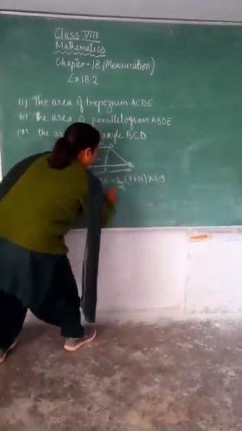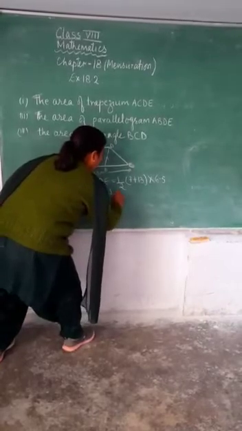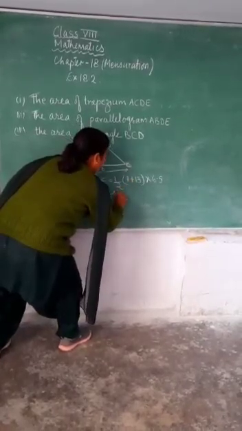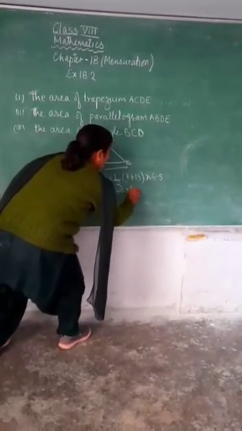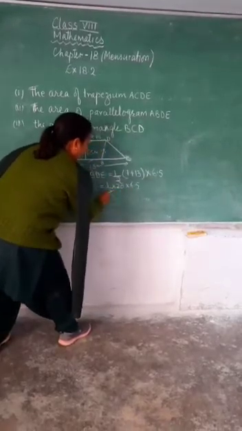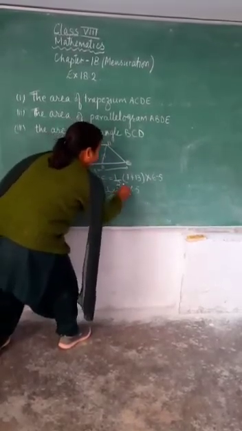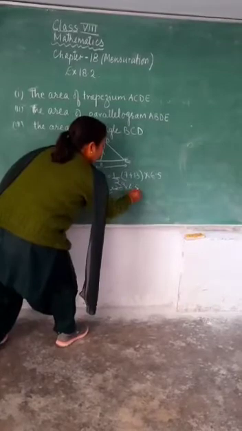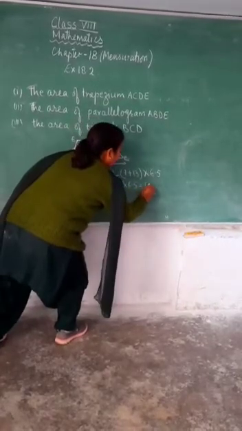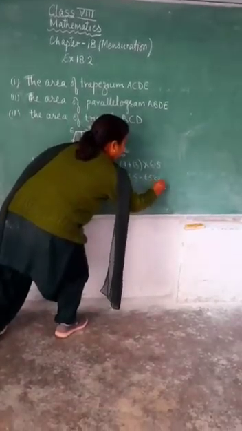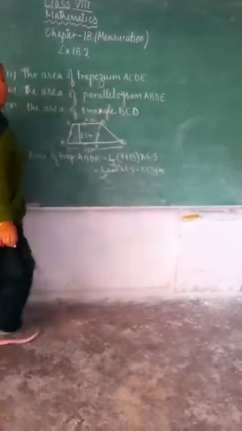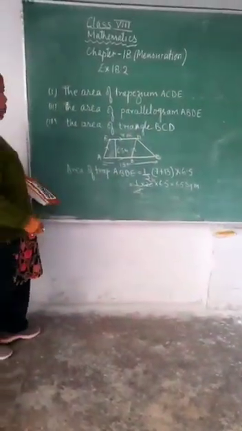So this will be equal to 1/2, 7 plus 13 is 20, multiplied by 6.5. We can divide 20 by 2 to get 10, and if we multiply 6.5 by 10 we get 65. So 65 square meter is the area of the trapezium.